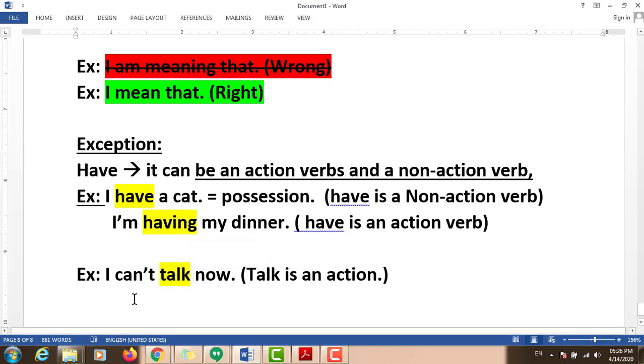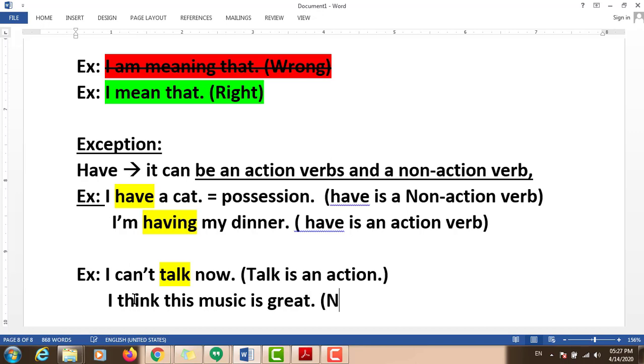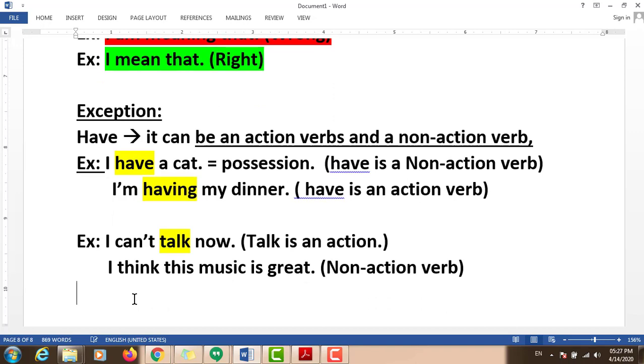You can use it as a non-action verb also, like this. I think this music is great. Okay, so this is a non-action verb. So which tense did I use? I used simple present.